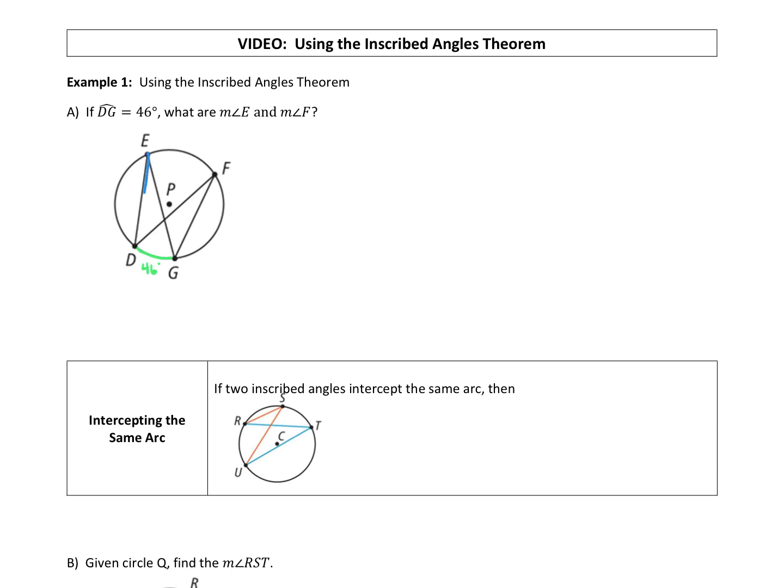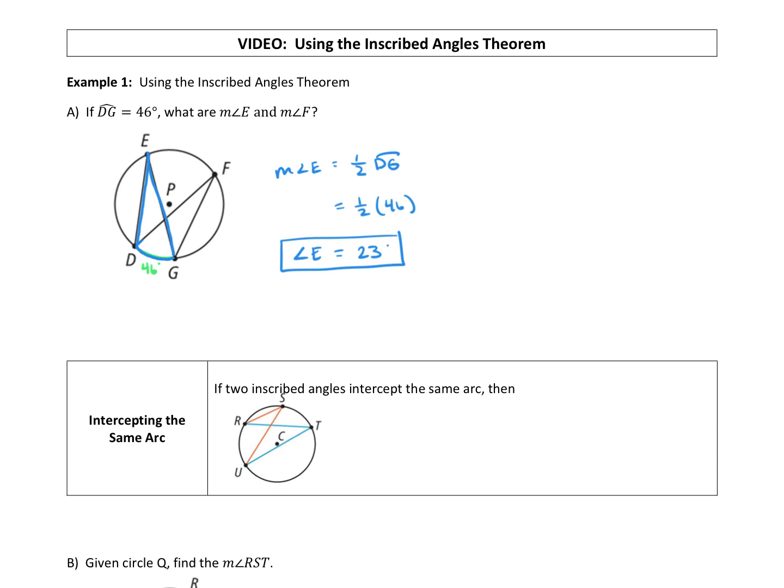If I follow the sides of angle E out, do you see how arc DG is the intercepted arc for that angle? Angle E is an inscribed angle because the vertex is on the circle. So when you have an inscribed angle, the measure of angle E is equal to half of its intercepted arc, which is DG. So we know that DG is 46 degrees. So half of 46 is 23. So angle E is equal to 23 degrees.